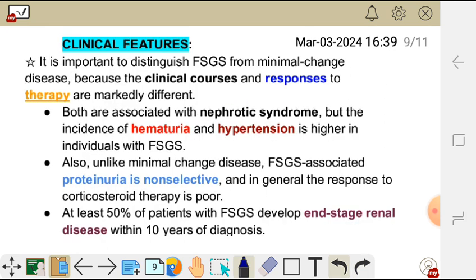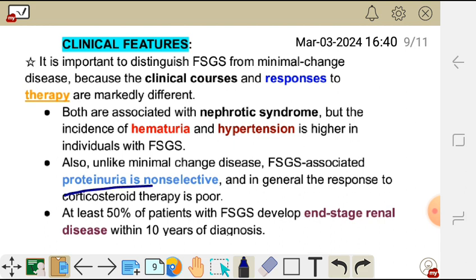Moving on to clinical features, it is important here to distinguish focal segmental glomerulosclerosis from minimal change, because the clinical course and responses to therapy are different. In FSGS we have poor response to corticosteroids, but in minimal change there is a good response to corticosteroids. And on clinical features of FSGS we have hematuria, so this can differentiate it from minimal change disease. We also have hypertension, so these two are not observed in minimal change disease.